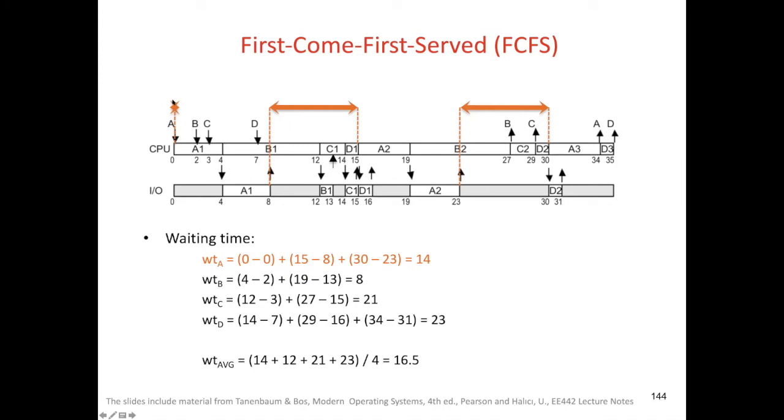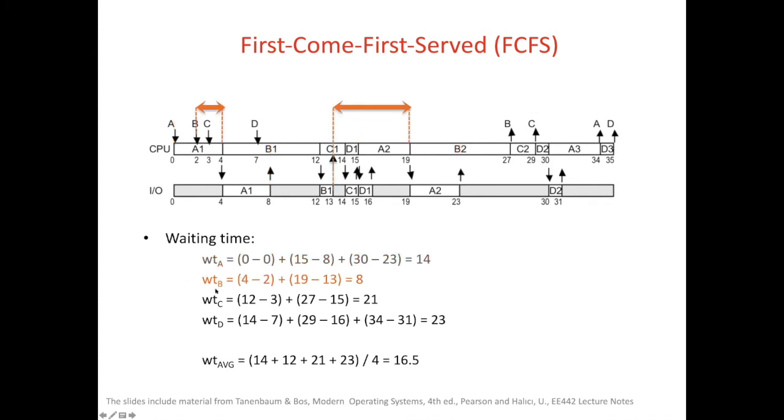For the first entrance, process A is chosen immediately from the ready queue and it starts execution. So the difference is 0 minus 0. For the second one, it enters the ready queue at 8 and it is chosen for execution at 15. The difference is 15 minus 8. Plus, for the third one, it enters the ready queue at 23 and it is chosen from the ready queue at time 30. The difference is 30 minus 23. So if you consider all these terms, the waiting time for process A is 14.